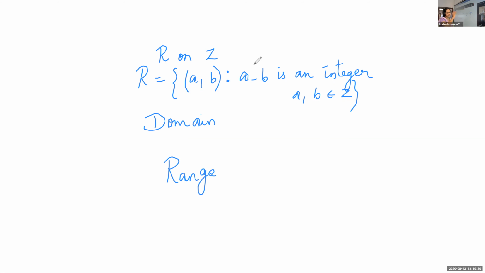What does Z represent? Integers, the set of all integers. So we are taking 2 integers, and the relation is: when you subtract, if you get an integer, those 2 elements are related. So what is the domain and range here? What is your answer? All integers. Okay.